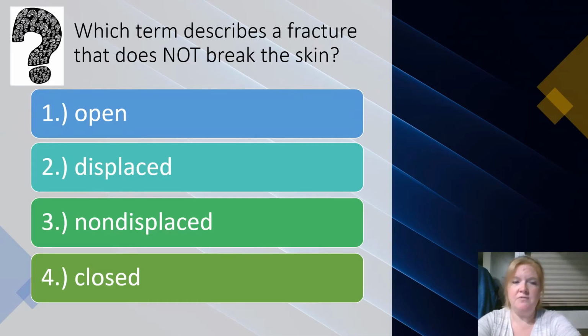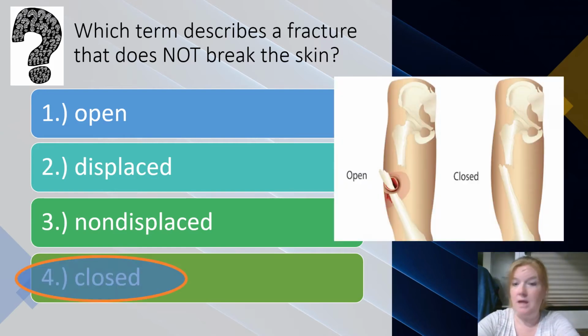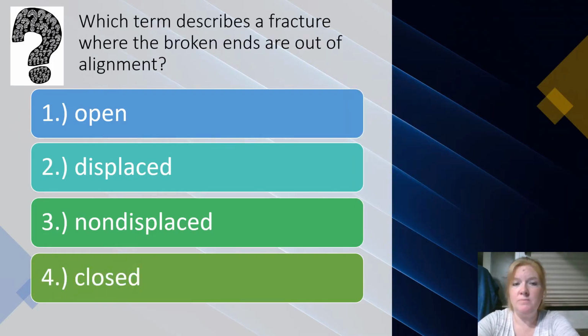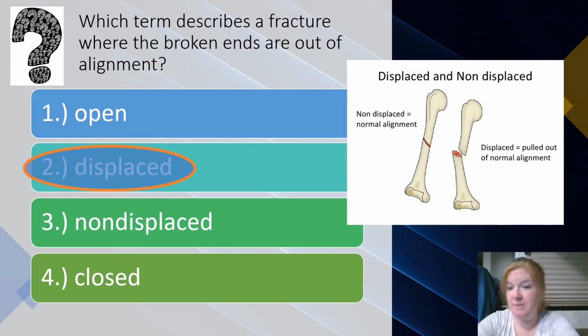Which term describes a fracture that does not break the skin? That would be closed, remember, or simple. Which term describes a fracture where the broken ends are out of alignment? Displaced. Remember, you have to have a reduction to put them back in place.